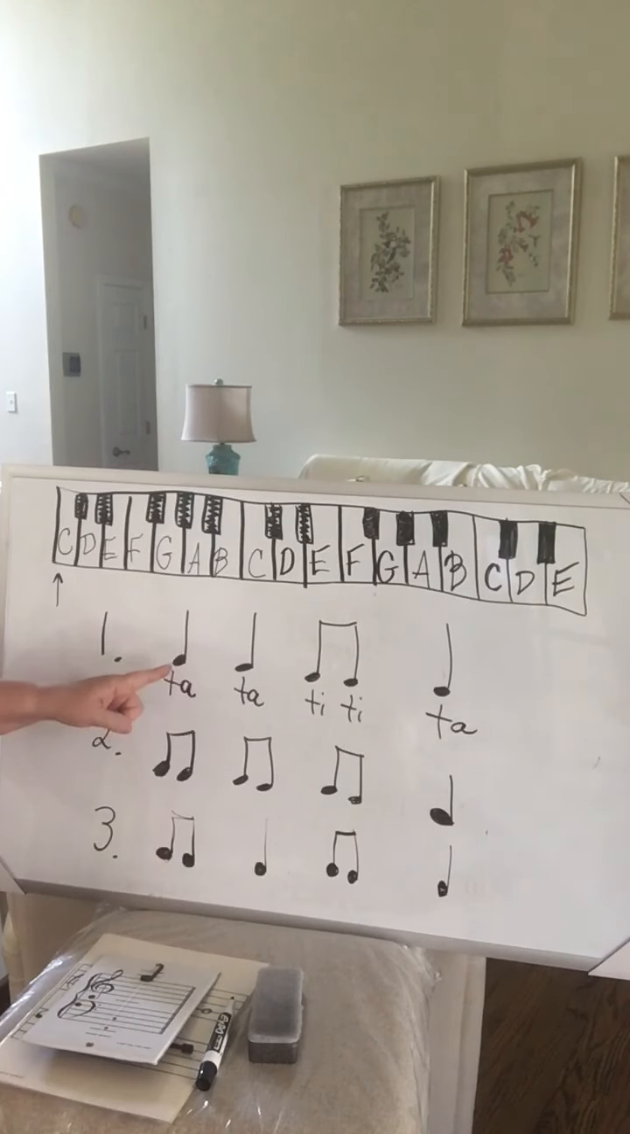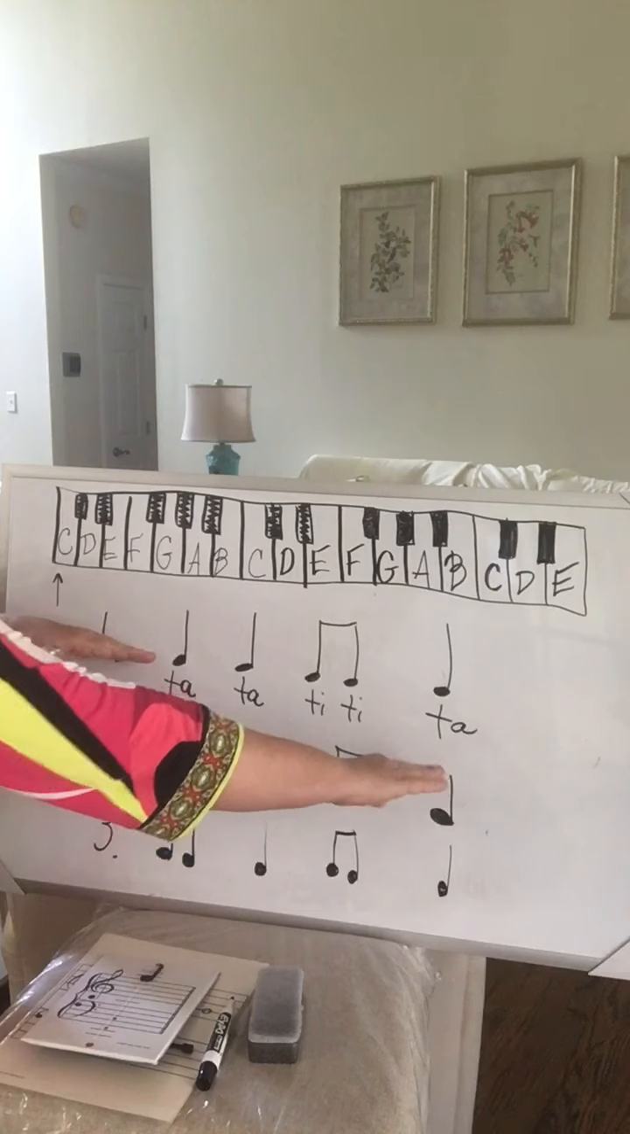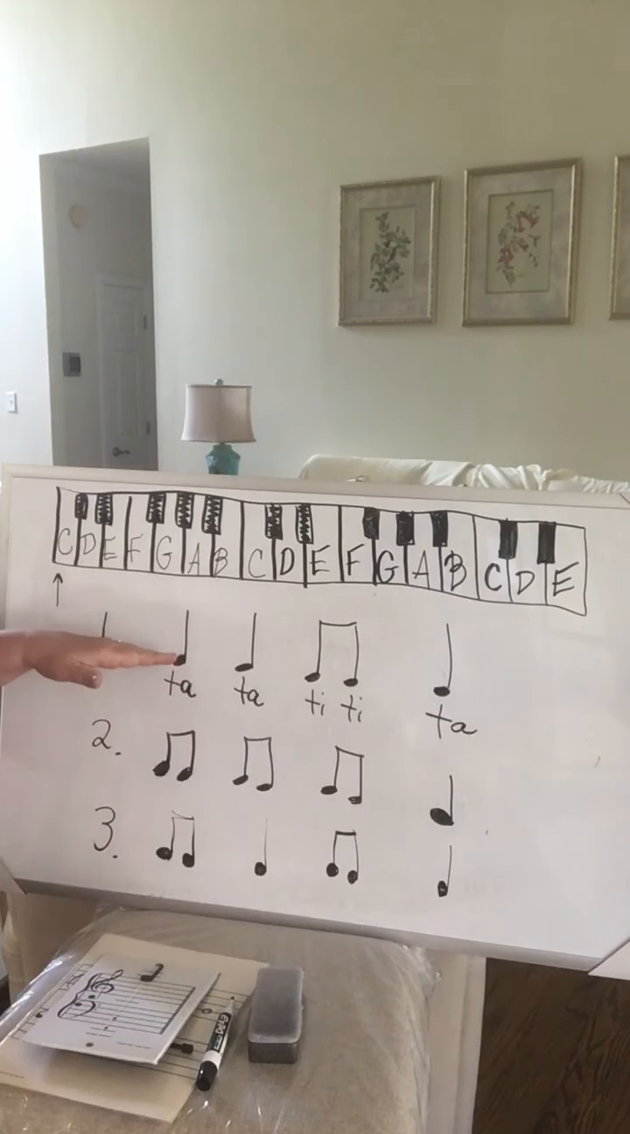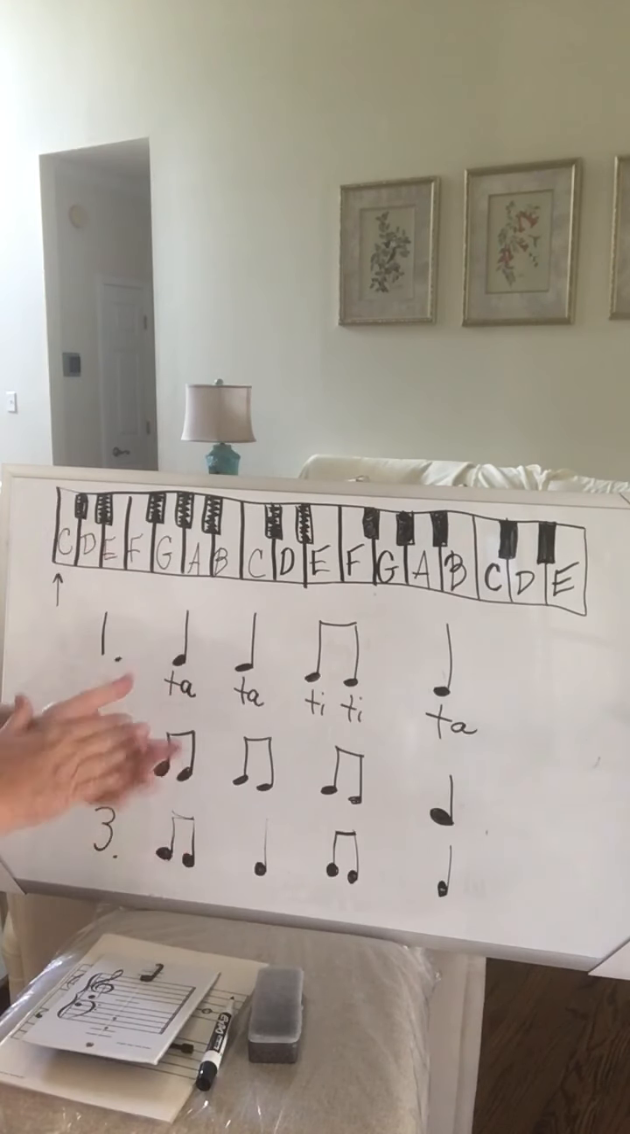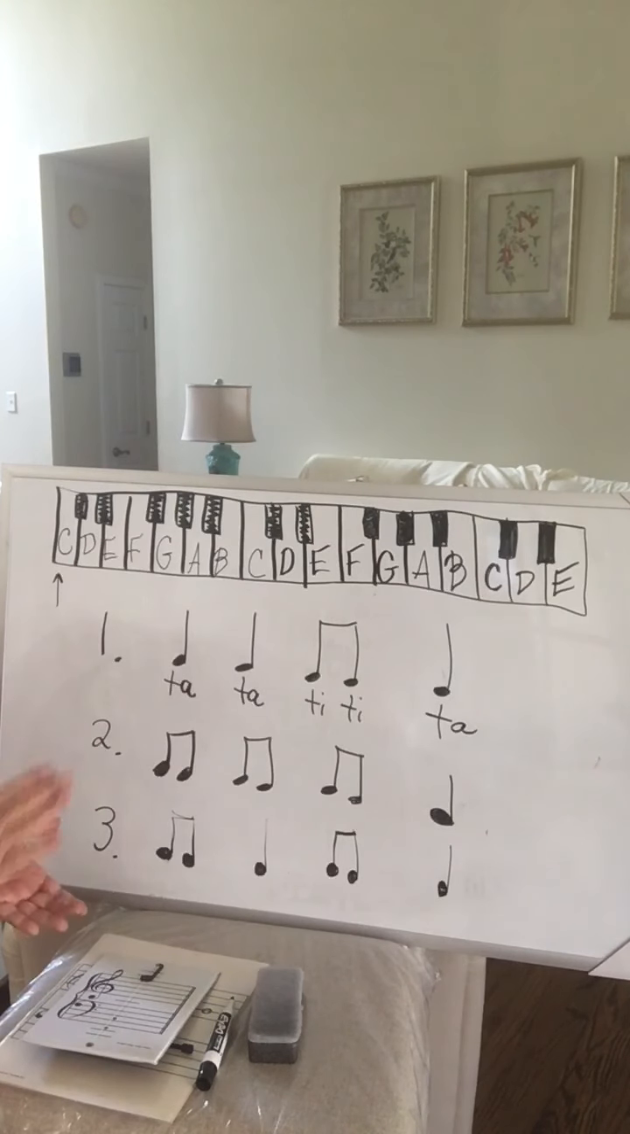I'm going to clap it for you this time. So I'll go all the way across the first row, then the second row, then the third row. Here goes. Ta, ta, tt, ta. tt, tt, tt, ta. tt, tt, ta, tt, tt, ta.